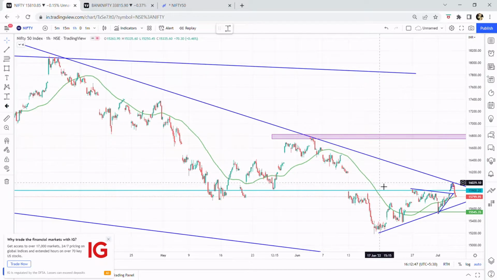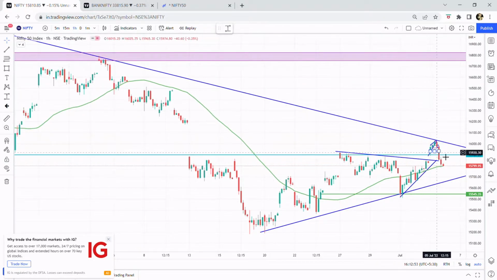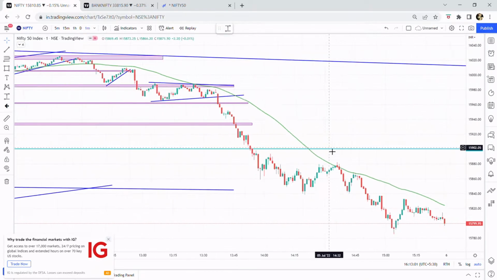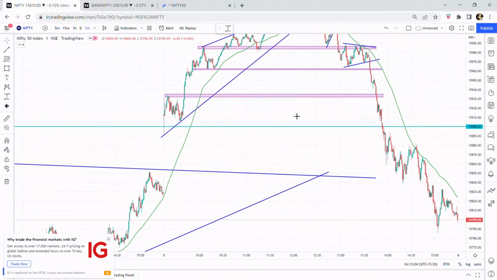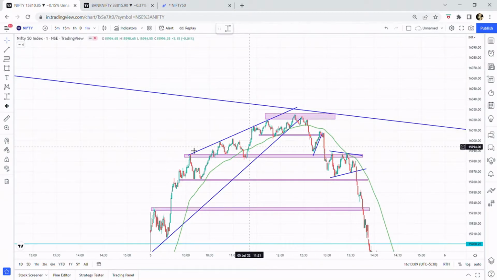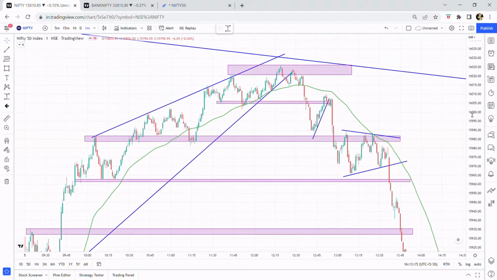1, 2, and the third time it was possible that it will resist here. And this was again the resistance area. But it crossed today, but it was not able to stay there. See, it was making a good triangle pattern. This was the previous high, and this was the next high, but the highs were not that much different. It was at the same level, you can say.